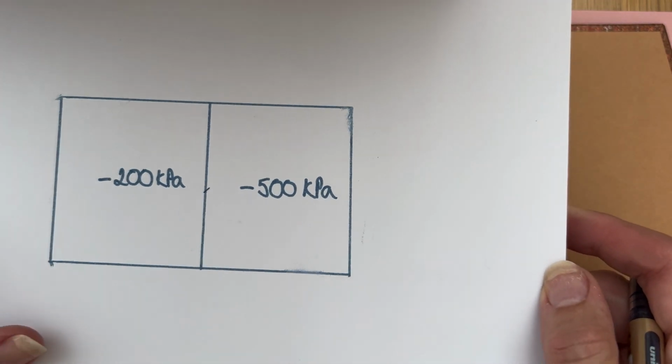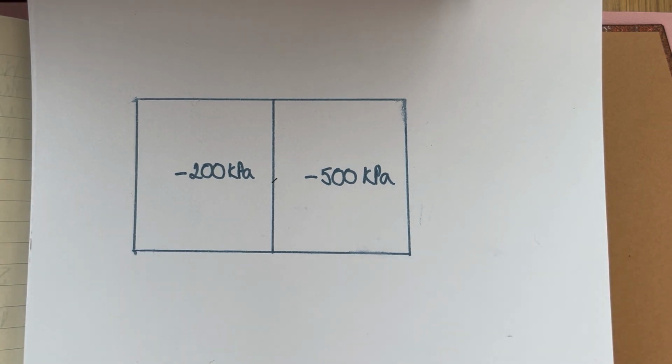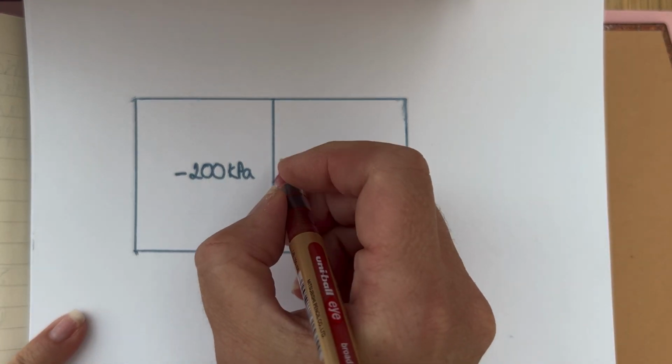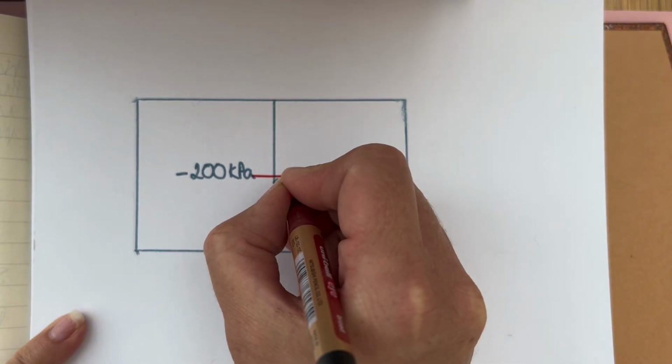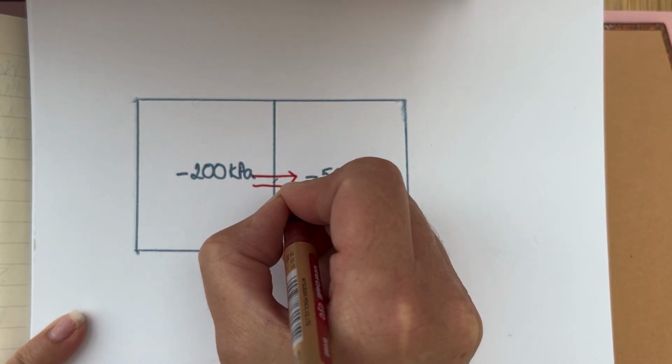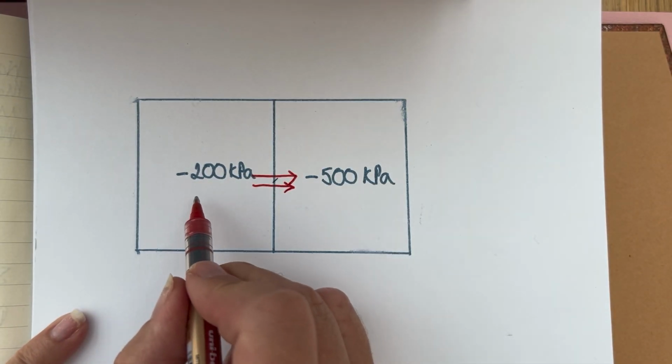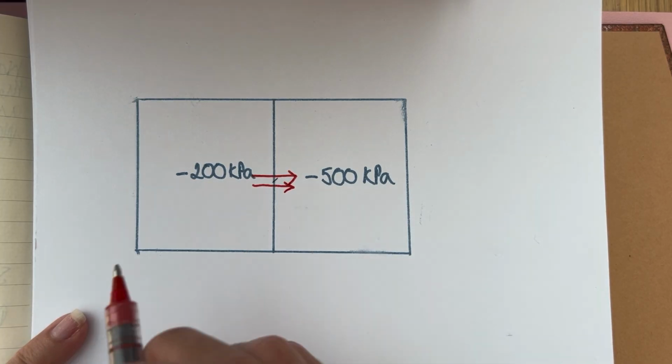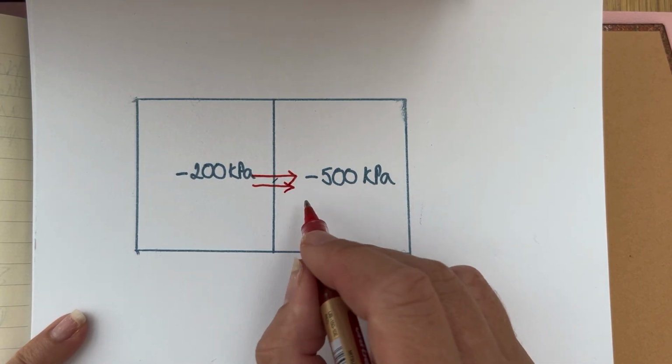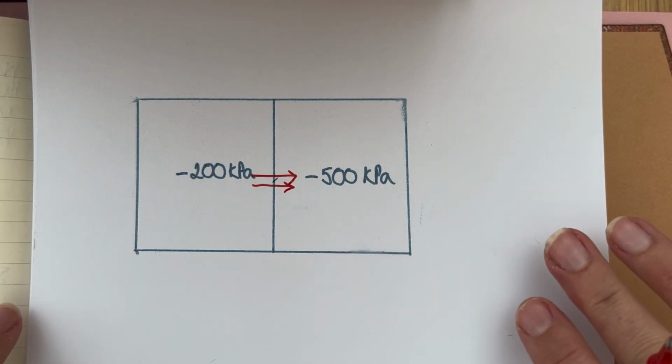And then you end up with diagrams that look a bit like this. And they've shown you two, sometimes they show you 3 or 4 cells and you have to draw more than one arrow on it, but you've got to show where the water will be going. And we've just said it's going from the higher to the lower water potential, or to the more negative. So you would say the water is going to move this way because minus 200 is the higher water potential, minus 500 is the lower water potential, so that's more negative.